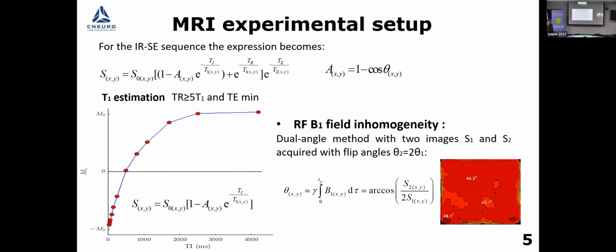These imperfections can be mapped with different methods. The one we're using is the dual angle method, in which you acquire 2 different images with flip angles related by this condition. From the ratio of these 2 images, you can estimate the true flip angle distribution you have.